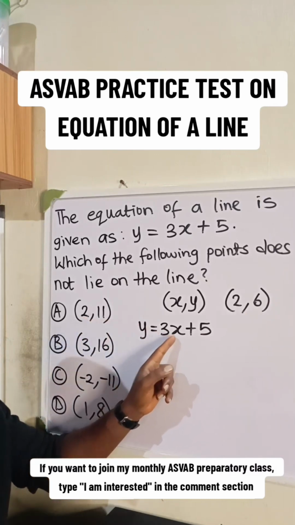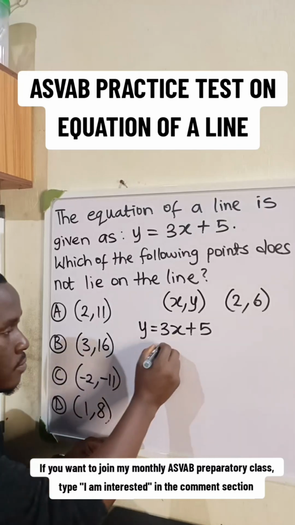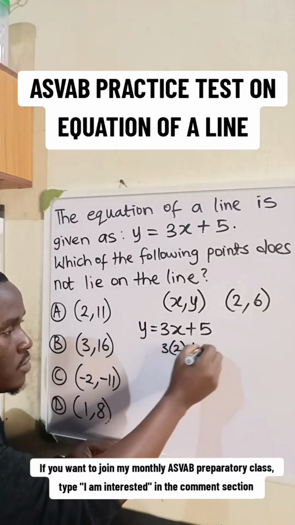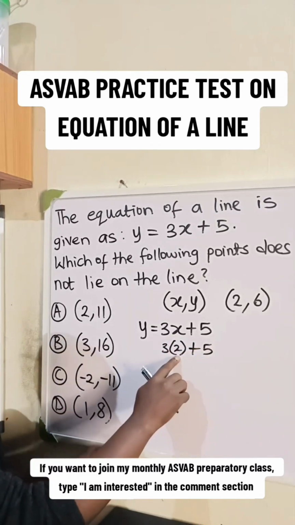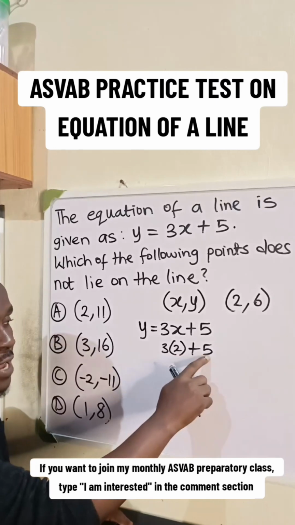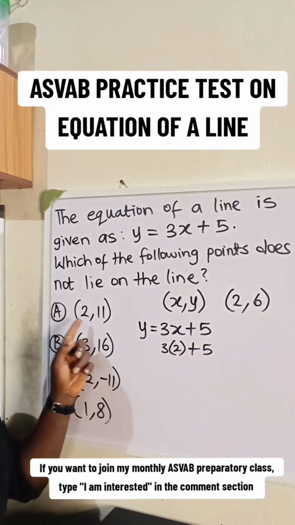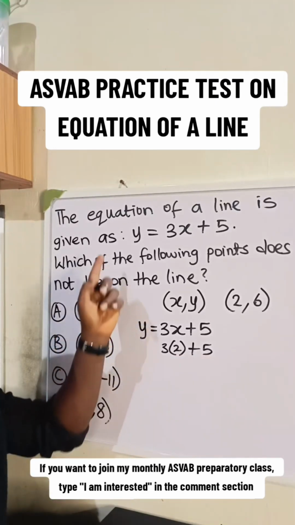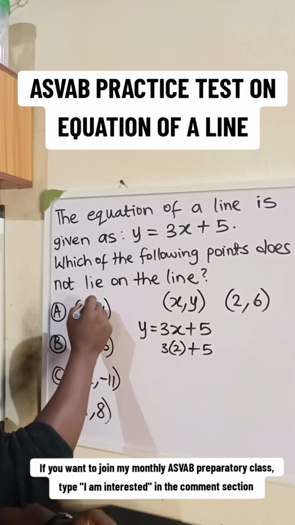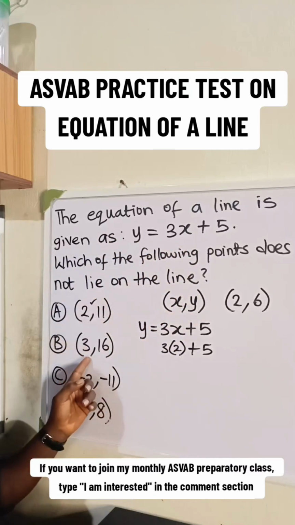So 3x means 3 times 2 plus 5. 3 times 2 gives us 6. 6 plus 5 gives us 11. So this means that this coordinate lies on this line. So it lies on this line. Let's try this other one.